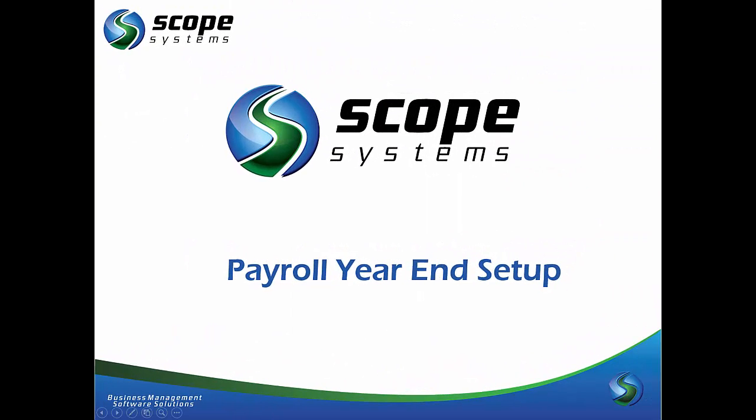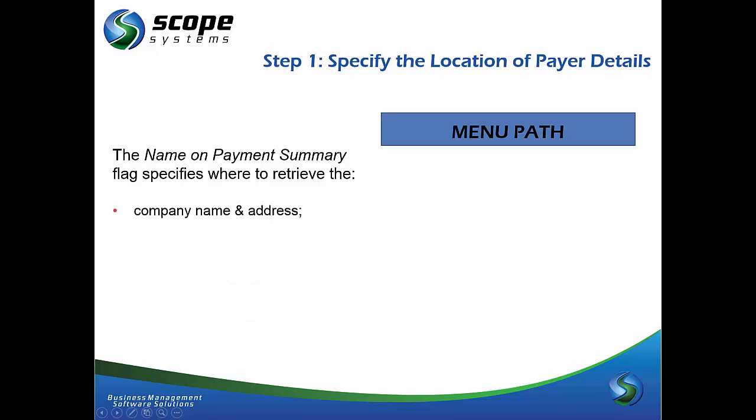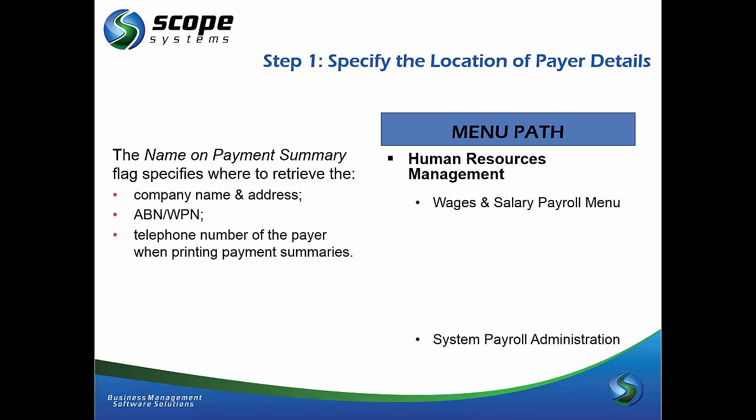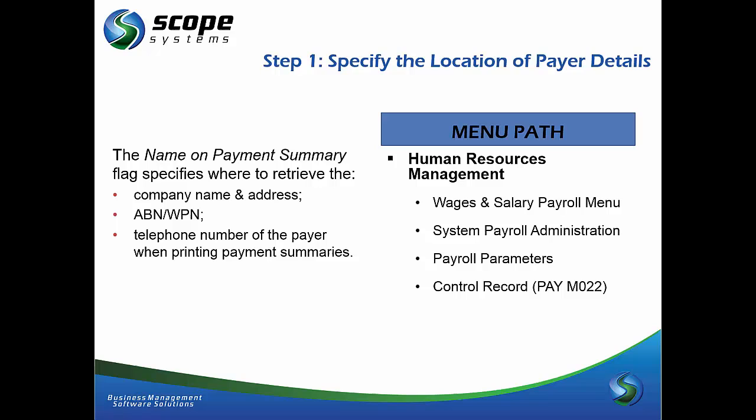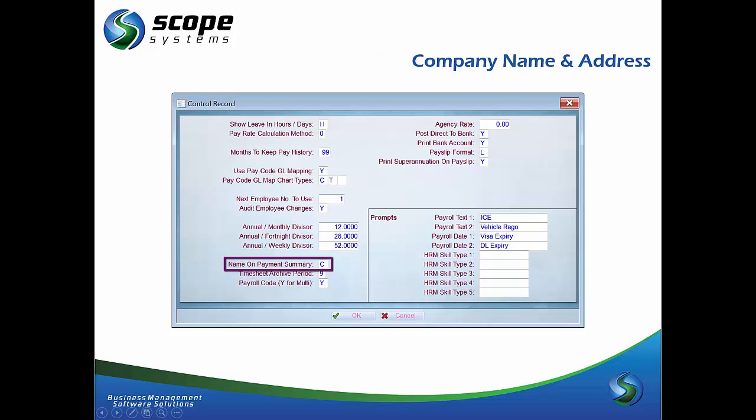We're going to look at the setup now. We're going to specify which part of Pronto we look at for the payer details on the payment summary. The control record is where we specify what it is. So most of the time you'll be using C, which is the company name and address. If you don't have access to the company name and address to check what it's actually got there, you'll need to contact your Pronto administrator and ask them to have a look for you.